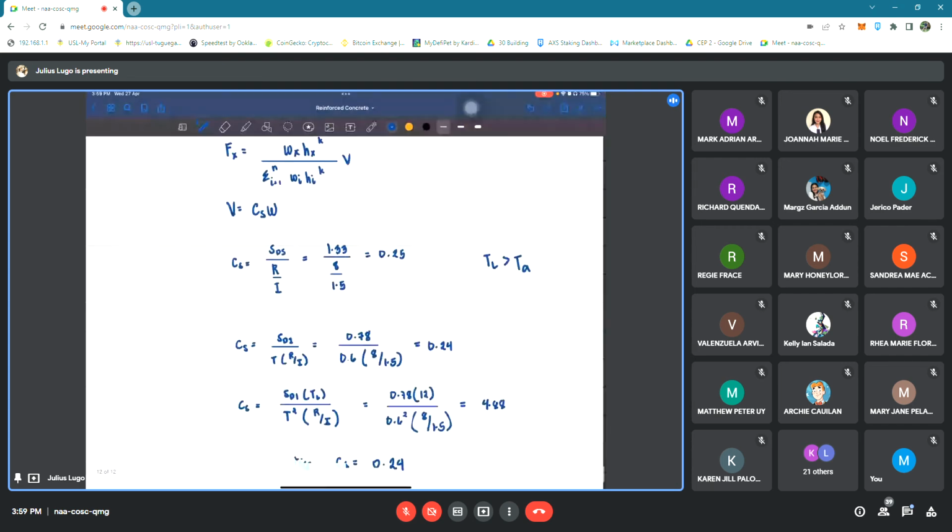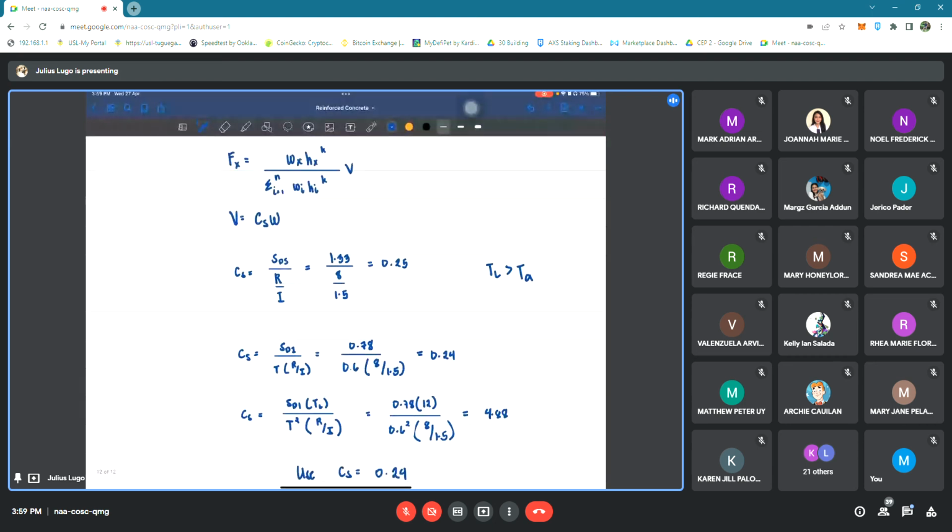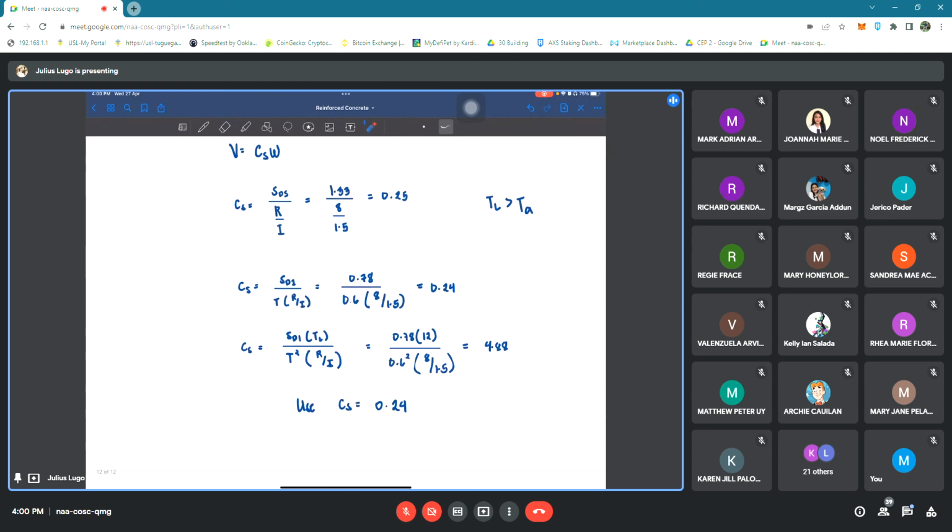All of you have a point, but the code actually states that when comparing, upon identifying whether your TL is greater than TA or less than TA, your computed value of CS should not exceed the one being compared with. So the 0.25 is being compared to 0.24. The value of your CS should not be greater than this one. Otherwise, you're going to use 0.24 as your CS value.